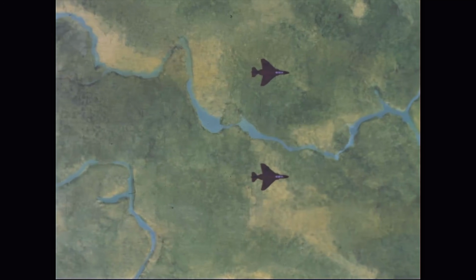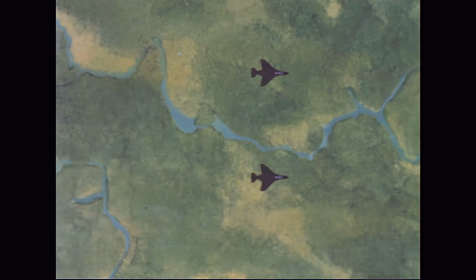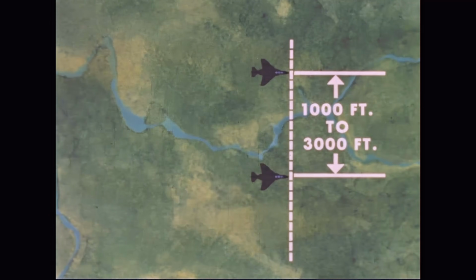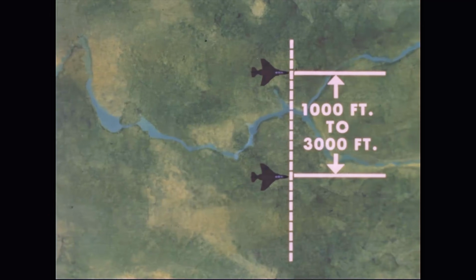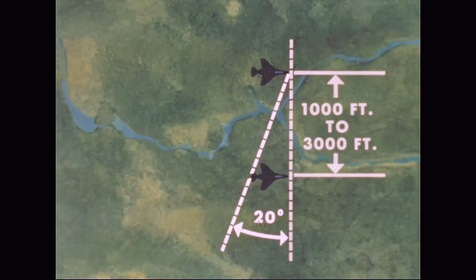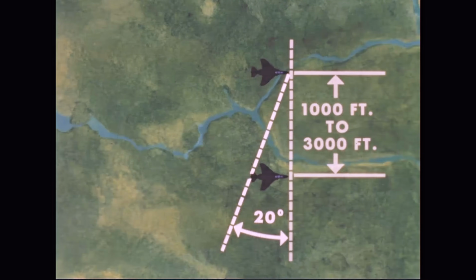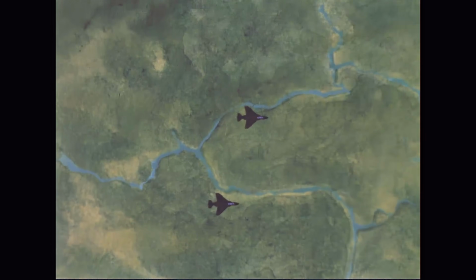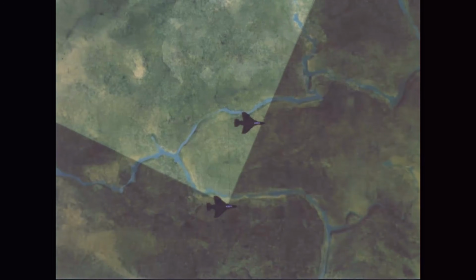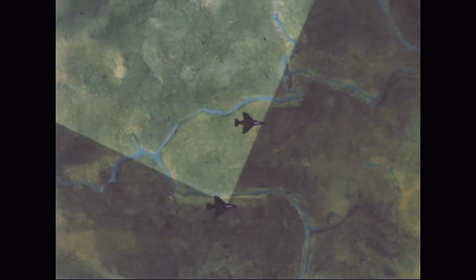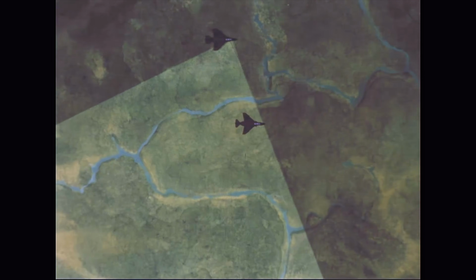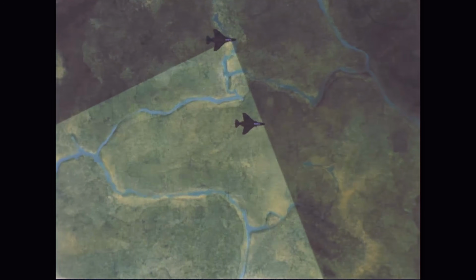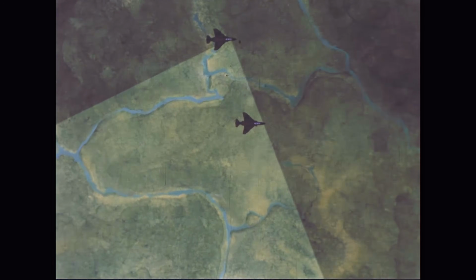When the element is used as a part of a flight of four, the wingman flies a position 1,000 to 3,000 feet out from the lead, depending on altitude, and from line abreast to 20 degrees back. Flying this position, the wingman can cover the leader's 9 o'clock to 3 o'clock area through the rear hemisphere, his primary area of responsibility.